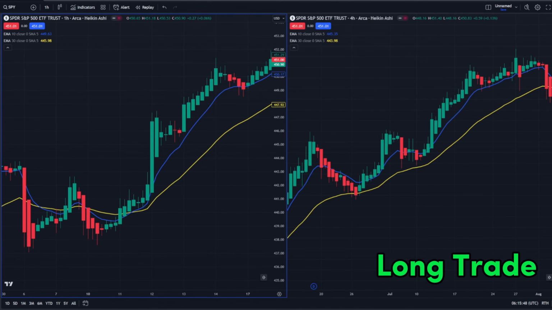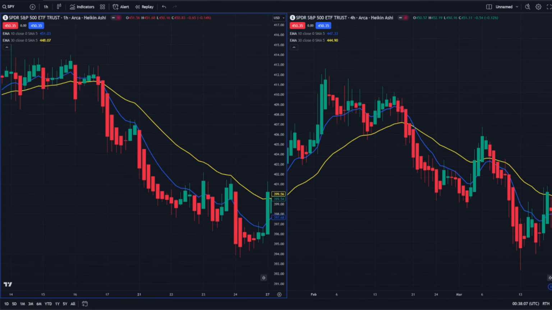Now, putting everything together, this is how the strategy works. For a long trade, first, we need to look for the short-term EMA to cross over the long-term EMA. Next, we check a higher time frame to see if the price is still following an uptrend in that time frame. And finally, we check the Heikin Ashi candlestick pattern. If the candlestick shows strength in an uptrend, that is our entry point for a long trade.